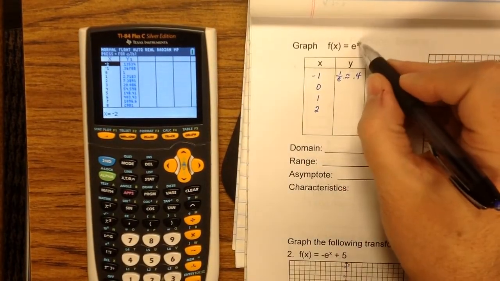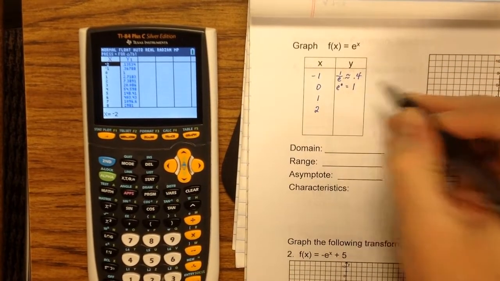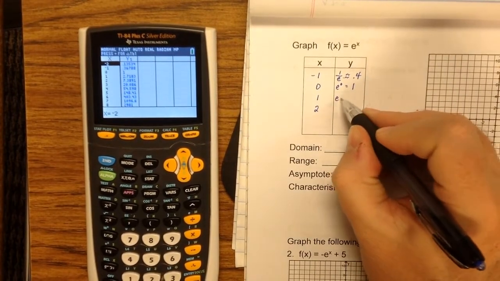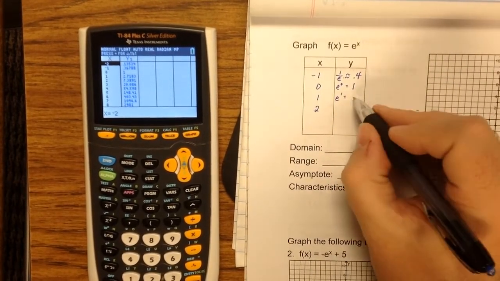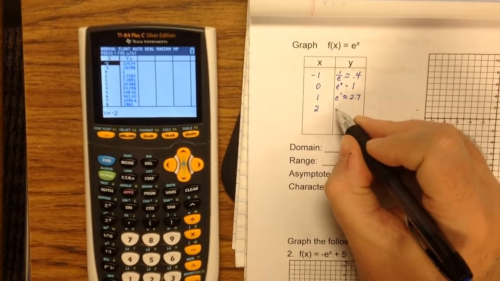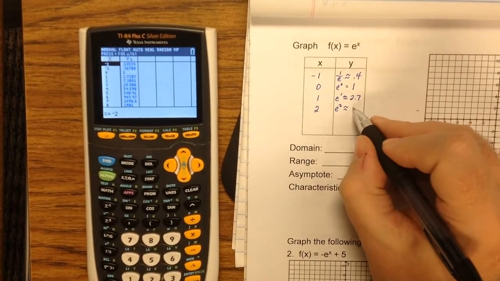At 0, I get, actually, if I put in e to the 0 power, anything to the 0 power is 1. It's my only super accurate thing. This will be e to the first when I put in 1, and that is approximately 2.7. And if I do e squared, that's going to be approximately 7.4.